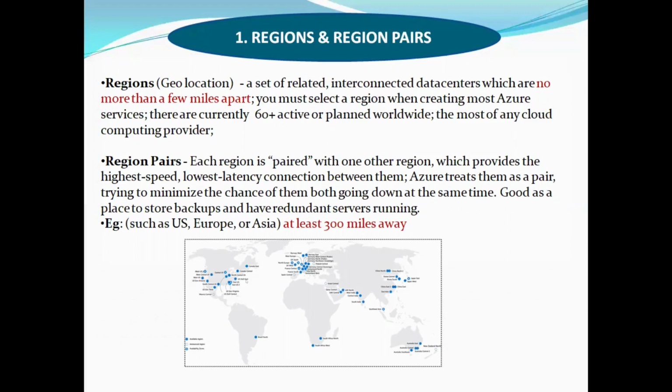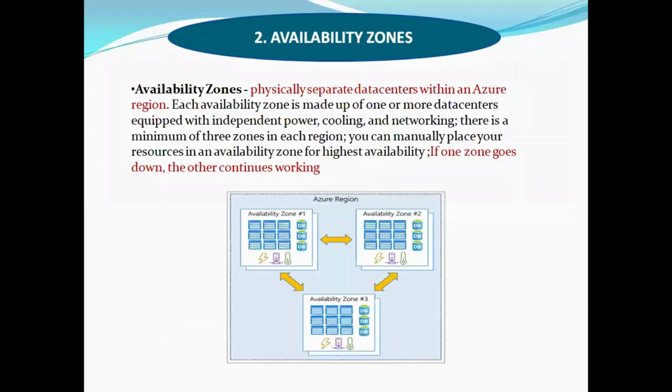That is called region pair. Availability zone is just a physically separated data center, but located within one Azure region. Each availability zone will have independent power, cooling, and network features. In each region, there will be a minimum of 3 availability zones, so that if one goes down, the other will continue to work on the cloud services.